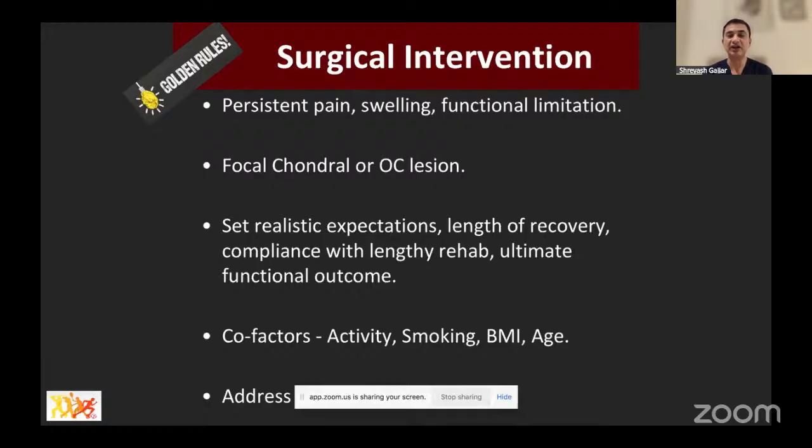Also, I would counsel them regarding the length of recovery, that these would take at least 6 to 12 months depending on the size and the depth of the lesion, and that they have to comply with rehab. They need to be patient because that would determine the ultimate success of the procedures. And also, I would be wary of certain cofactors in terms of the activity level, or things like smoking, high BMI, and the elderly group, because we know that the quality of the cartilage is weaker with increasing age. And as I mentioned earlier, it's important to address all the concomitant pathologies so that our cartilage repair surgery would succeed.